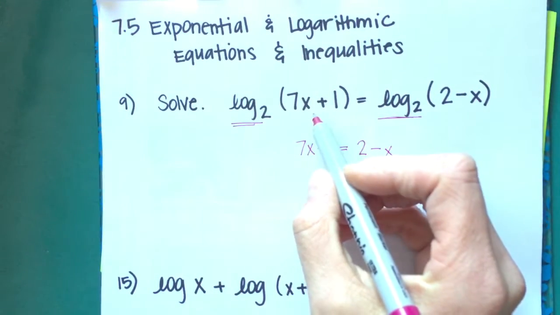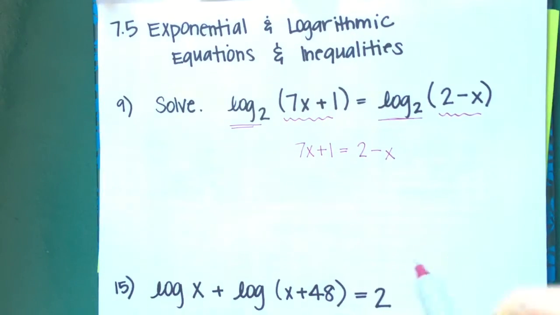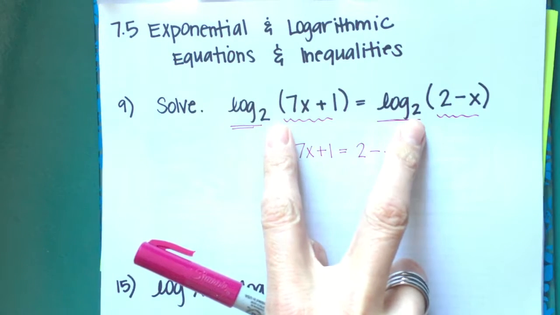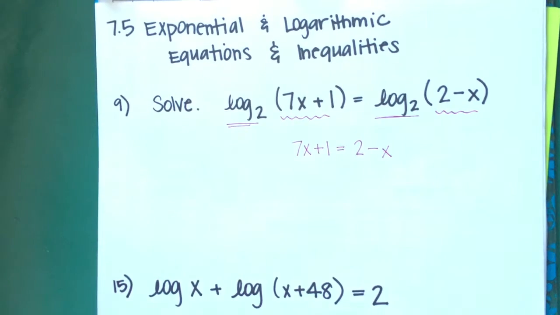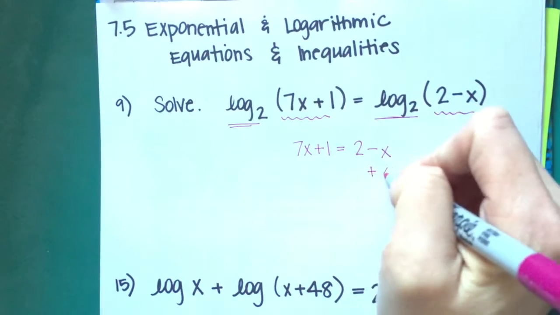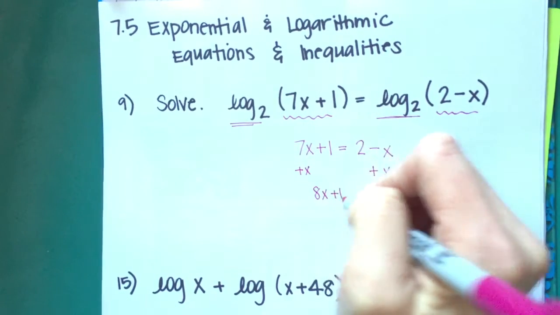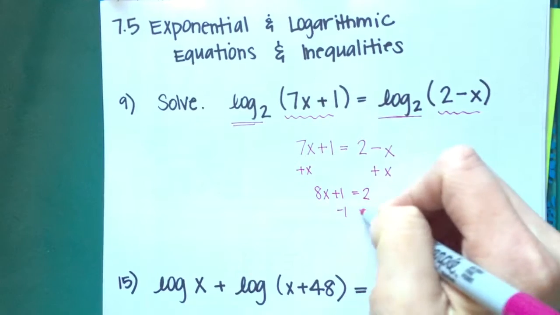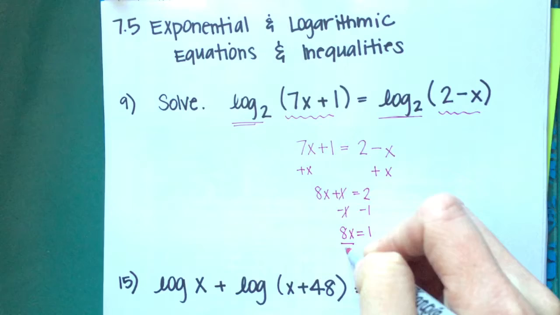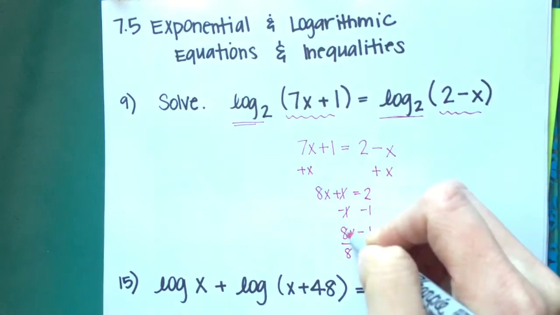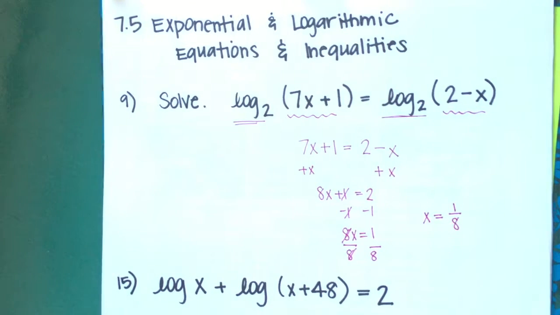So you can set the 7x plus 1 equal to the 2 minus x. Now it only works if both of the logs have the same base. And now you have an algebra equation that you can solve. And x is equal to 1/8.